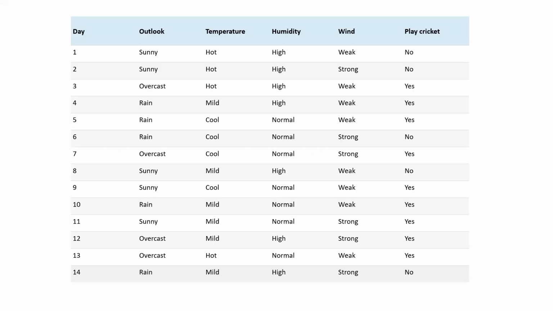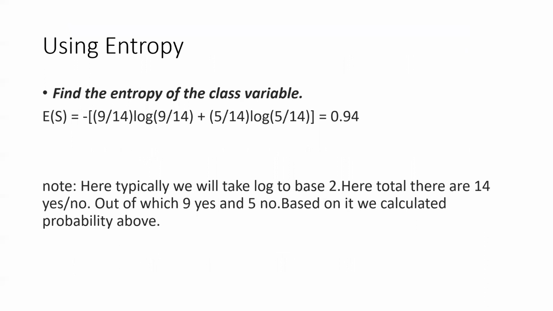If you can see this data, overall there are 14 cases. Out of these 14 cases, how many are yes? Let us calculate: 1, 2, 3, 4, 5, 6, 7, 8, 9. 9 are yes. How many are no? Of course, 5 has to be no. So what will be my formula? The formula will be minus 9 by 14 log 9 by 14 plus 5 by 14 log 5 by 14, which gives us 0.94.